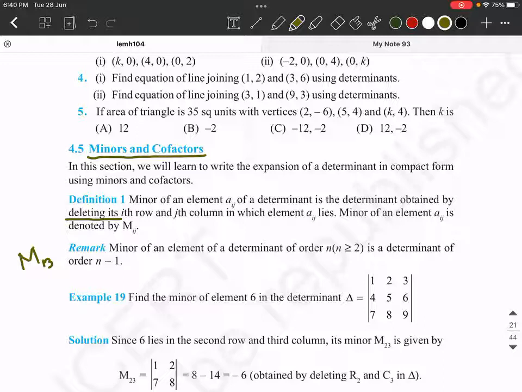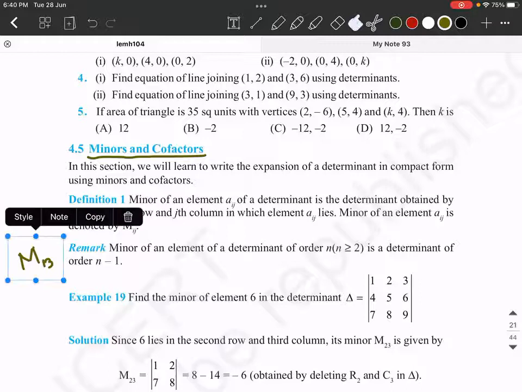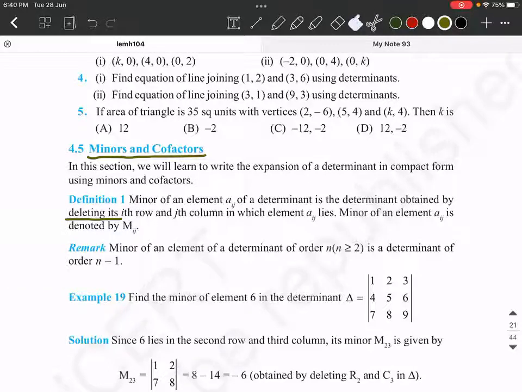So capital M represents minor. Minor is defined for whom? Only for an element. Determinant is defined for whom? For a square matrix. So these are all the points you need to understand. So please make a note of this.